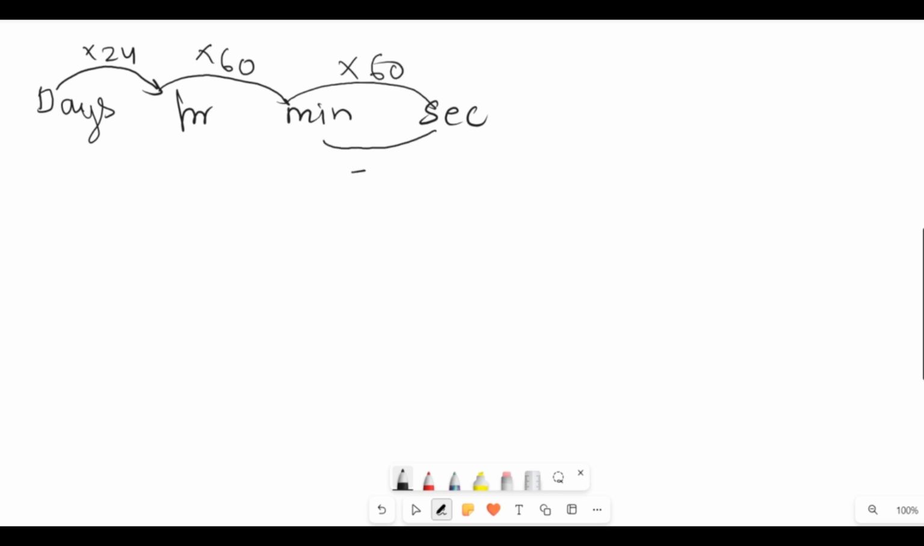And exactly the same way, to convert seconds to minutes, divide by 60. To convert minutes to hours, divide by 60. And to convert hours to days, divide by 24.